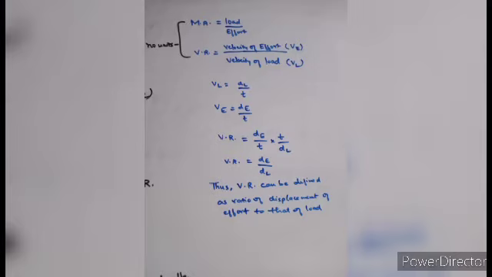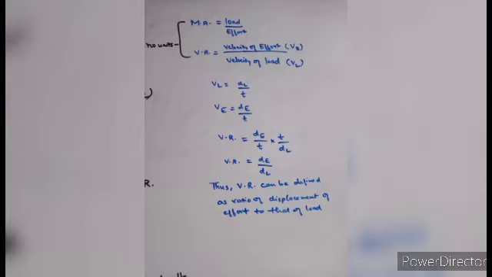The third thing is mechanical advantage, which is denoted by the symbol MA, and mechanical advantage can be defined as the ratio of load to that of effort, that is MA equal to L upon E.